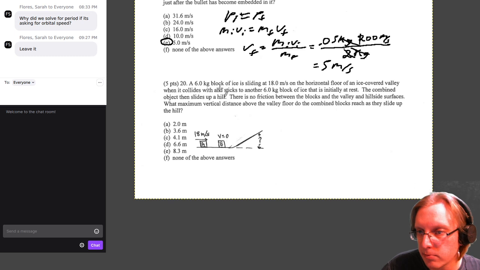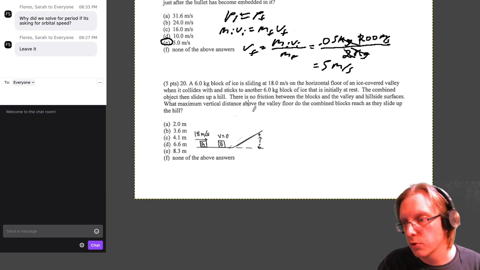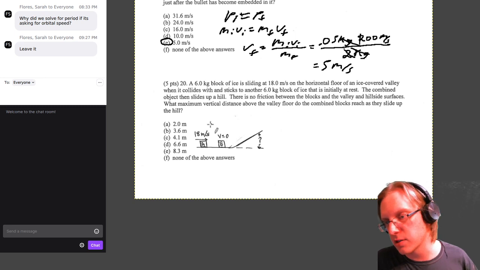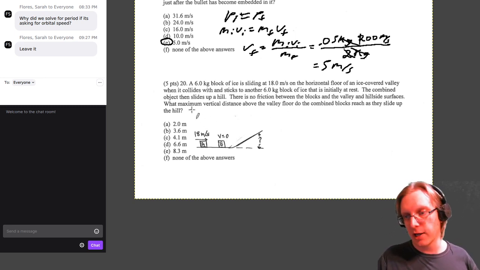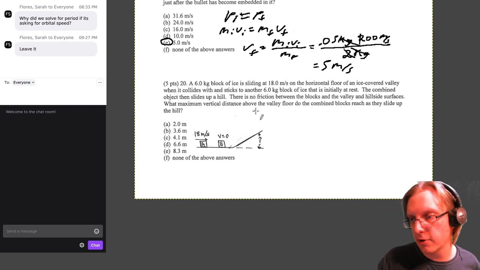A 6 kilogram block of ice is sliding along at 18 meters per second on the floor of an ice-covered valley when it collides with and sticks to another 6 kilo block of ice that is initially at rest. The combined object then slides up a hill. There is no friction between the blocks and the valley and hillside surface, which is complete bunk, but whatever. What is the maximum vertical distance above the valley floor reached by the combined object? How far up do they go?